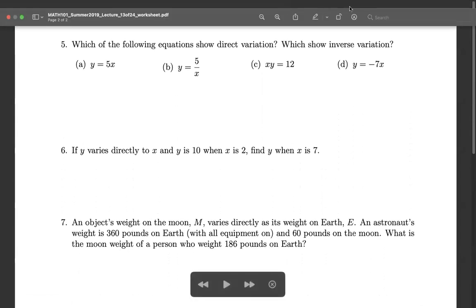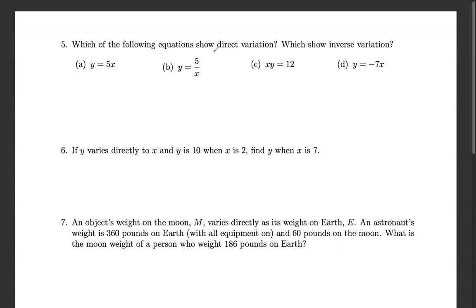Let's see, 5. Question 5 is asking which of the following equations show direct variation and which show inverse variation. So we need to remember 2 terms, and each term has a formula.